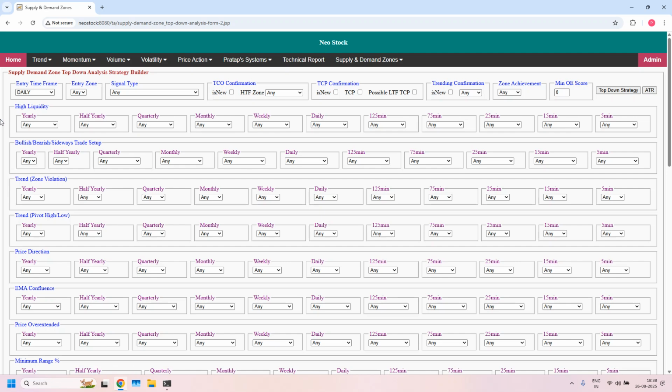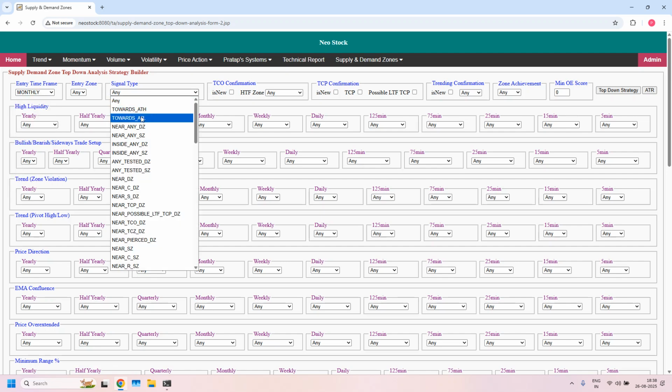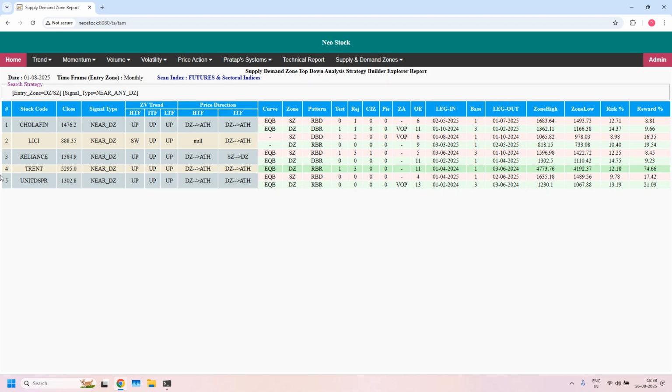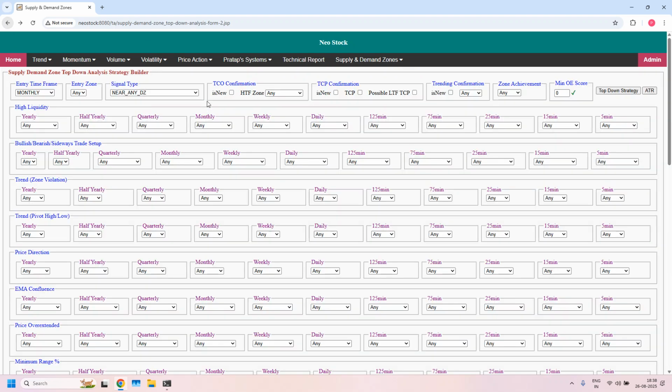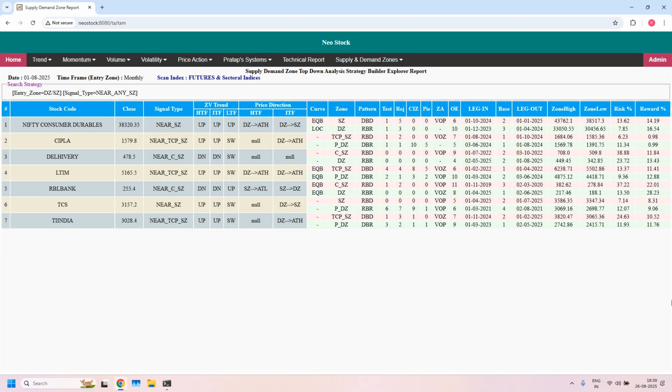Okay, next time frame is monthly. Stocks near to the monthly demand zone, we got 5 stocks. Next, stocks near to the monthly supply zone, we got 7 stocks.